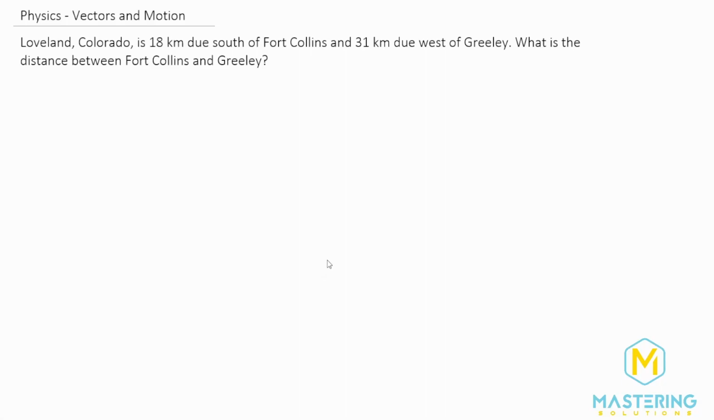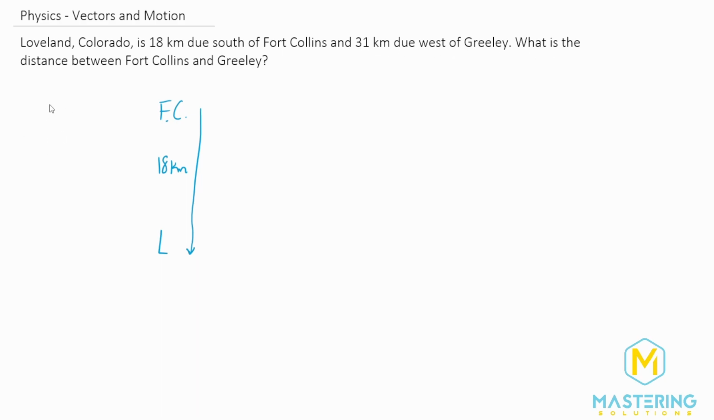Welcome to Mastering Solutions. In this problem, they want us to use north, south, east, and west directions to figure out how far it is between Fort Collins and Greeley. And what they say is that Loveland, down here, we'll give it an L, is 18 kilometers due south of Fort Collins. So FC for Fort Collins, and it is 18 kilometers due south. And they say that Loveland is 31 kilometers due west of Greeley.